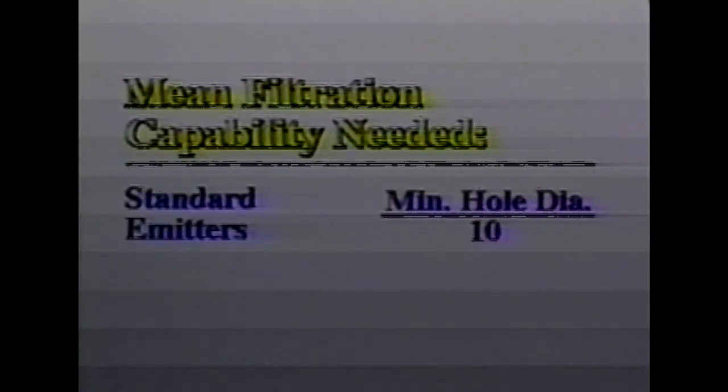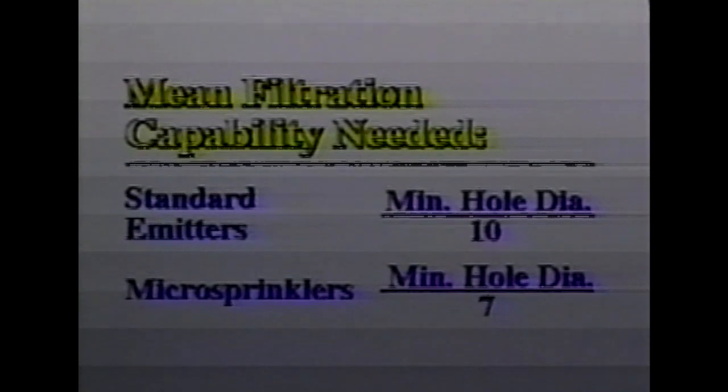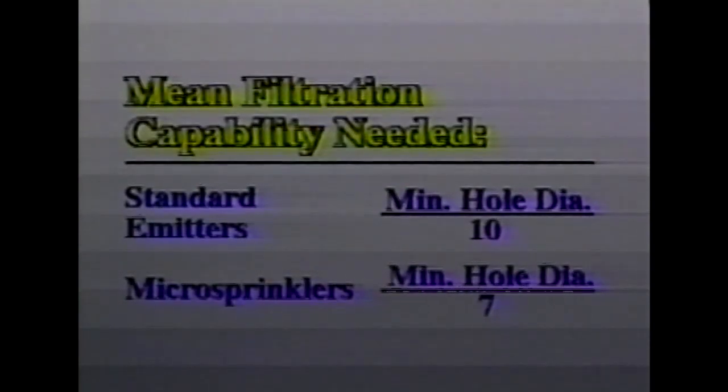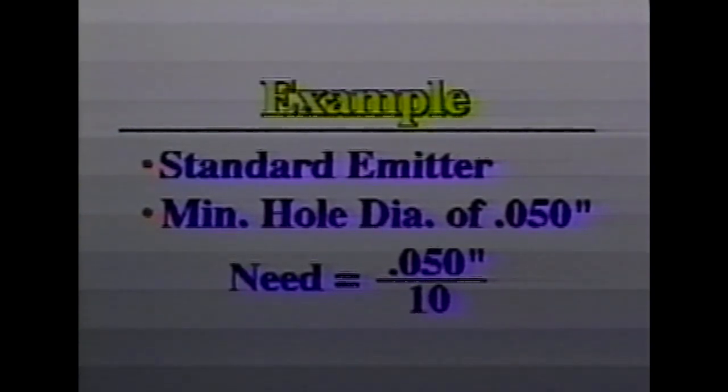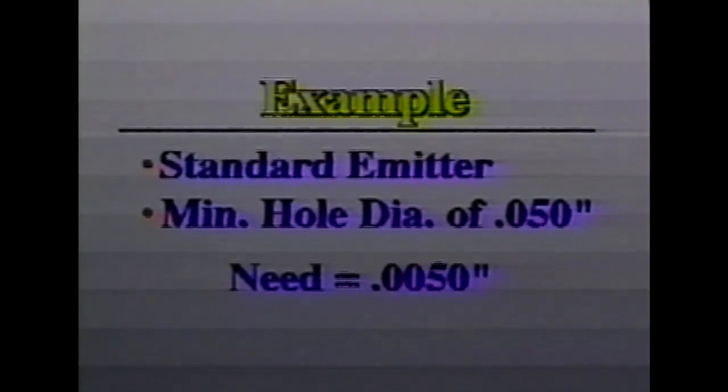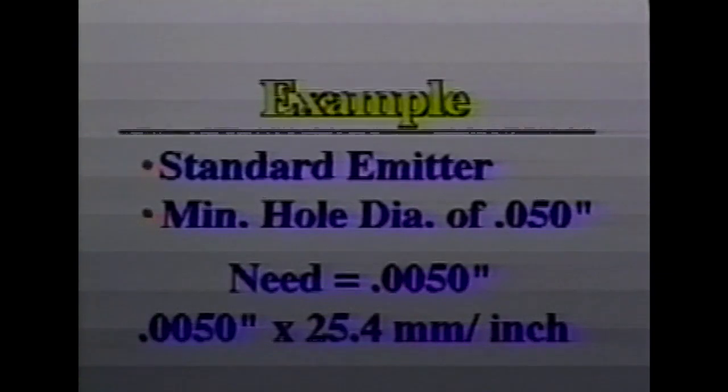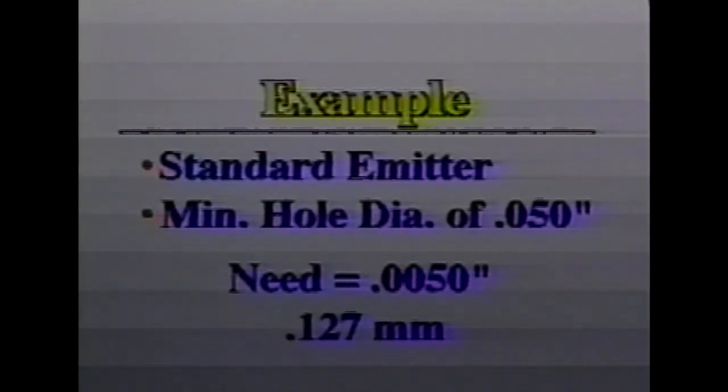For emitters, the formula is filtration needed equals the minimum emitter hole diameter divided by 10. For micro sprinklers, the equation is filtration needed equals the minimum sprayer hole diameter divided by 7. For example, an irrigation system having emitters with a minimum hole passageway diameter of 0.05 inches would need a filtration capacity of 0.005 inches. In metric, this is 0.127 millimeters.